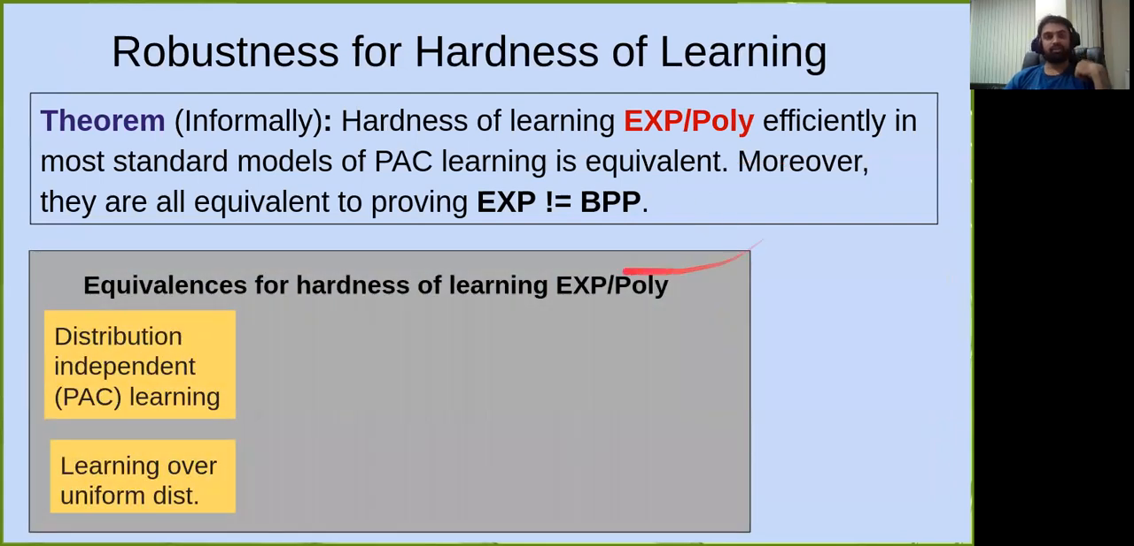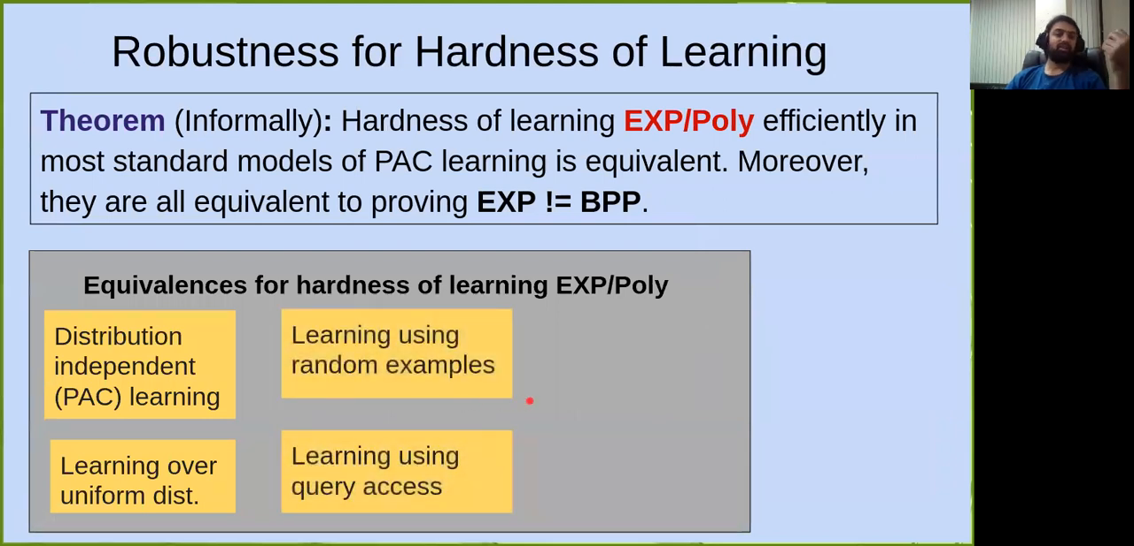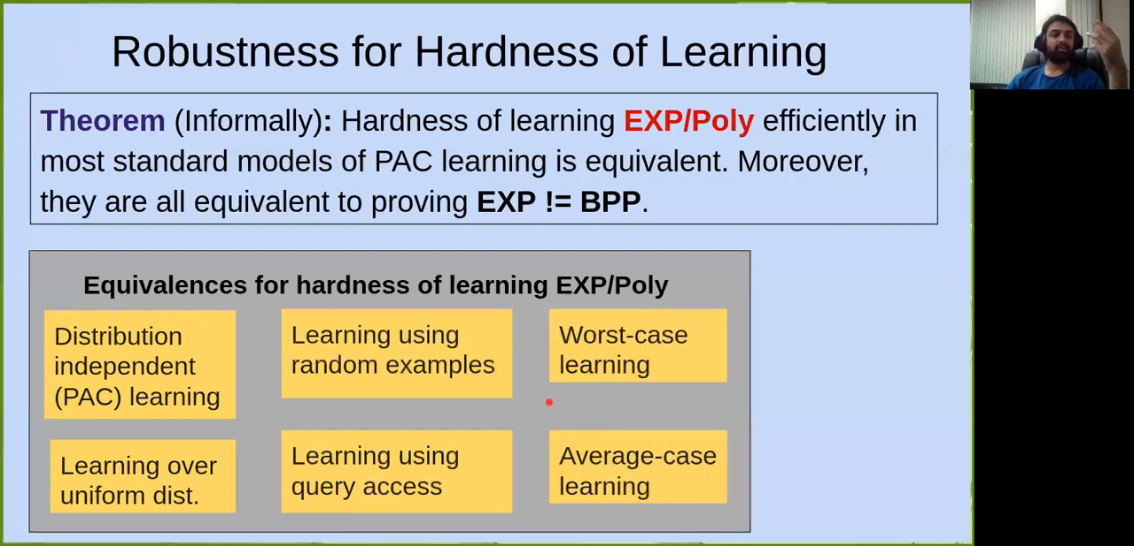So going into more detail about the kind of models for which the hardness of learning is equivalent, we show that learning EXP/poly must be hard in the distribution independent learning case, or even if you're learning over the uniform distribution, whether we are learning using random examples or learning using query access, or whether we have a worst case learning framework where the algorithm is required to output a good hypothesis for every function, or in the case of average case learning, where the learning algorithm is only required to output a good hypothesis over most inputs in EXP/poly according to some distribution over the functions in EXP/poly.